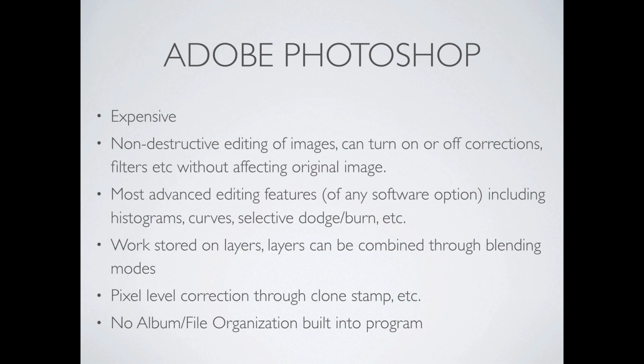The work is always stored on layers. Layers can be combined through different blending modes, which is another thing we'll talk at length about in this class next lecture, as in how blending modes work. Fantastic way of making adjustments. Pixel level correction, you can use clone stamp to copy one part of an image over to another part of an image. You have brushes, you have different ways of applying these things. It's just a really advanced editing program.